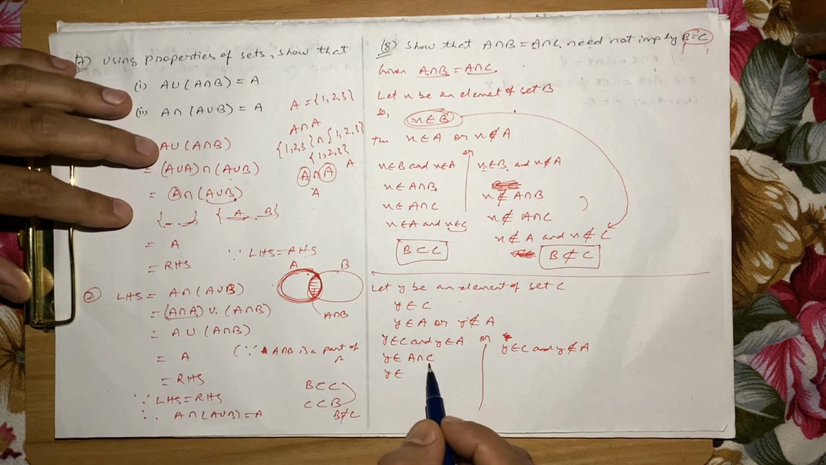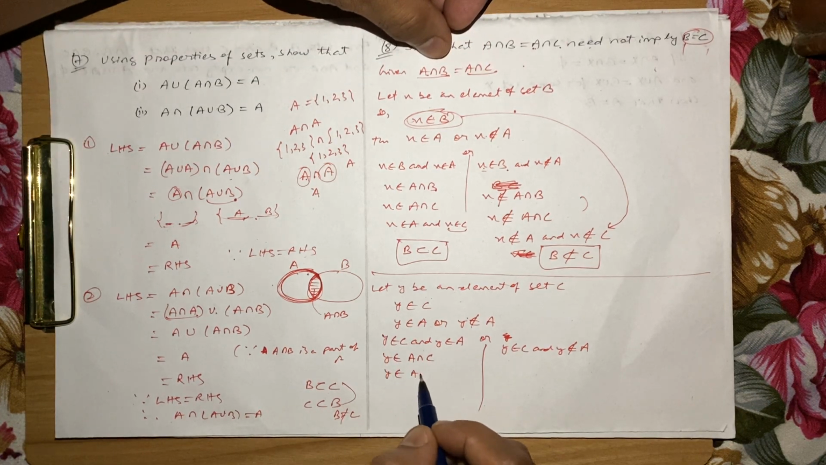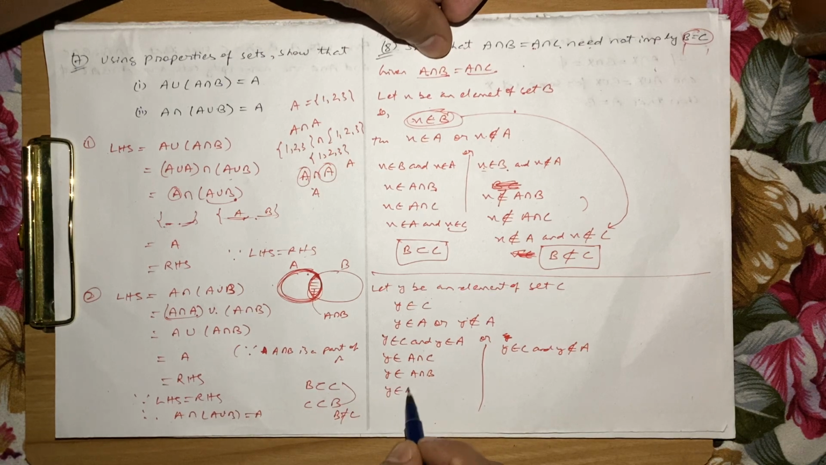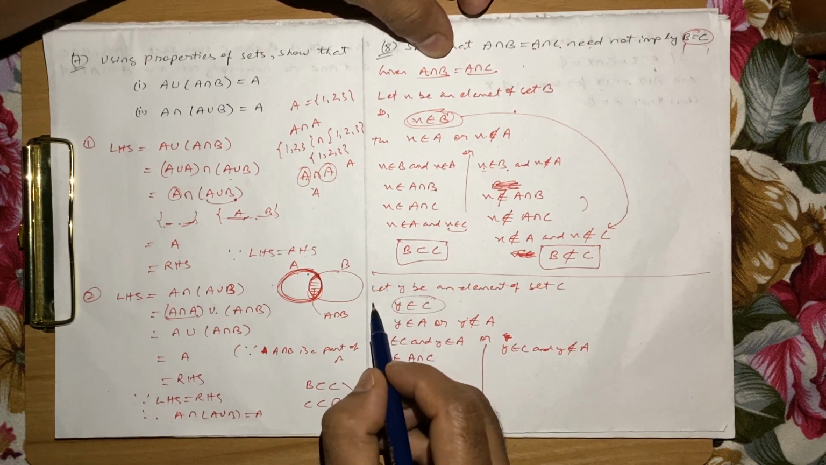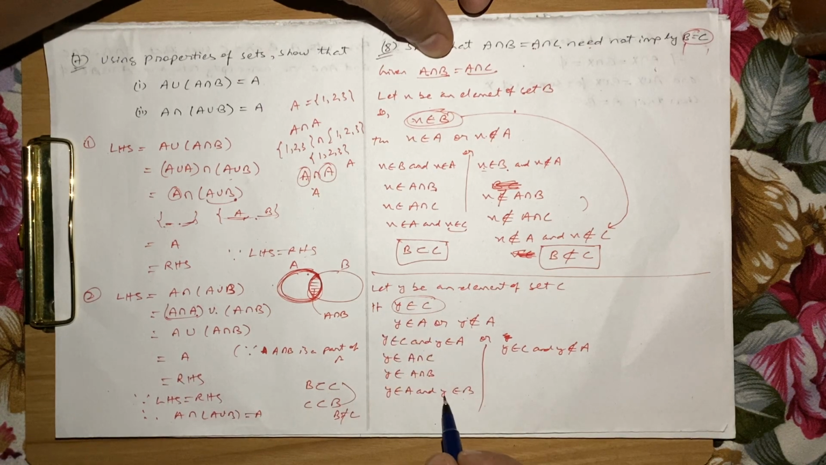In place of A intersection C, what can I write? A intersection B. Okay, means Y belongs to A and Y belongs to B, right? And will come here for this intersection. So I've started from Y belongs to C. I've assumed Y is an element of C, and I've shown that Y is also an element of B, means C is a subset of B.